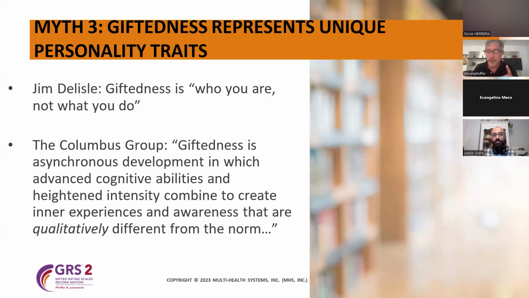You'll hear throughout the day my view, Stephen Pfeiffer's view in the tripartite model. This is not the case. Giftedness really is what you do, what you accomplish, what you pursue. It's not who you are as a person. The Columbus Group wrote about 20 years ago that giftedness is essentially asynchronous development in which advanced cognitive abilities and heightened intensities combine to create an inner experience that's qualitatively different from kids who are not gifted.